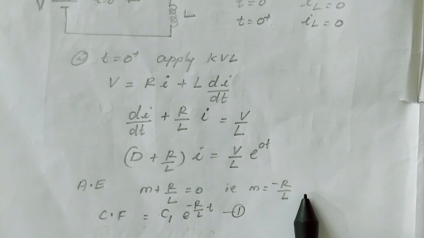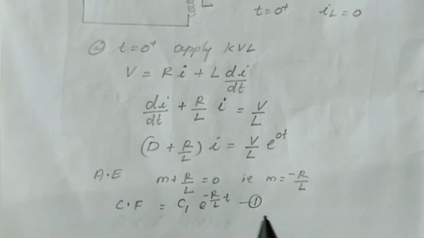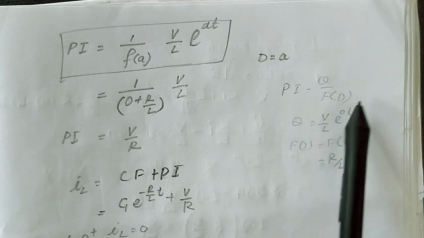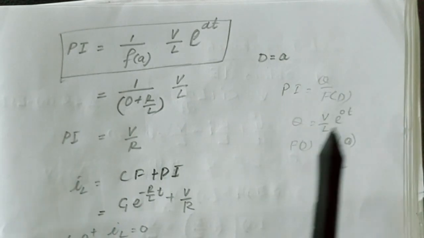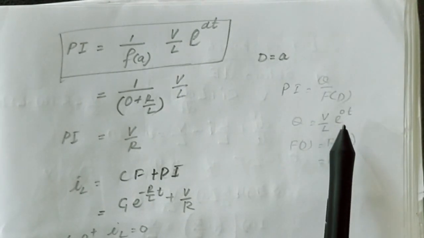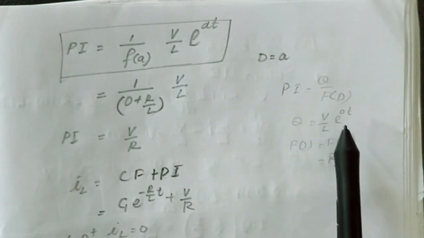Here there is only one root. So we can write the complementary function as C1 e raised to minus R by L into t. The complementary function gives the transient term, that is the decaying term. Let it be equation number 1. C1 we can obtain from the initial condition. The particular integral can be found in this way: Q divided by F of D. Here D needs to be replaced with a. Our Q is V by L e raised to 0t.